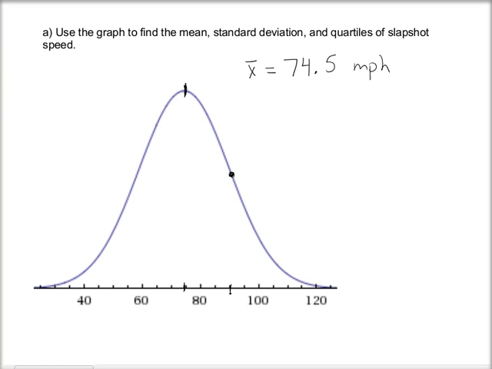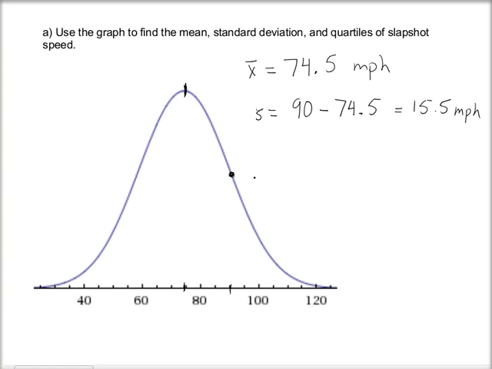And that is at about 90 miles per hour, so my standard deviation S is going to be the difference between that point, which is 90 miles per hour, and my mean of 74.5, and that is equal to 15.5 miles per hour, so that's my standard deviation.